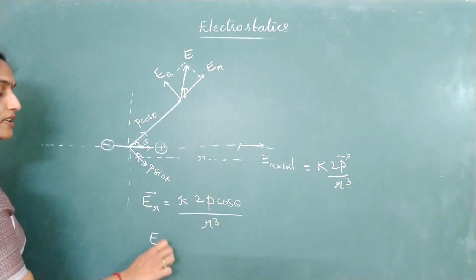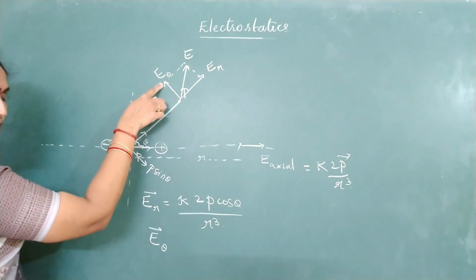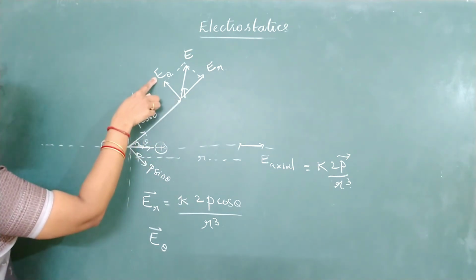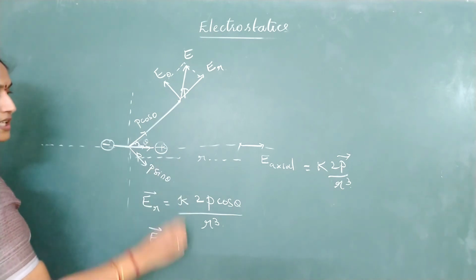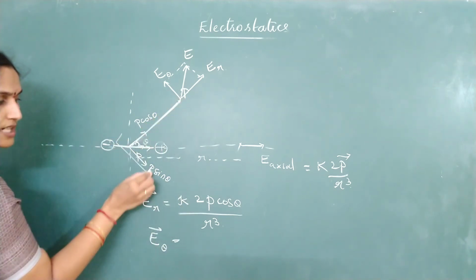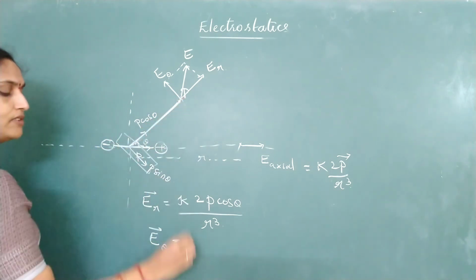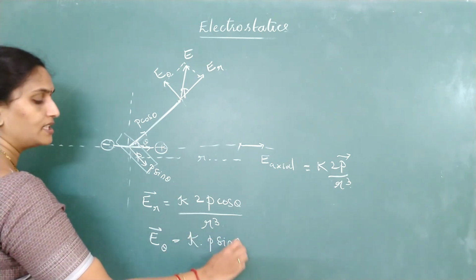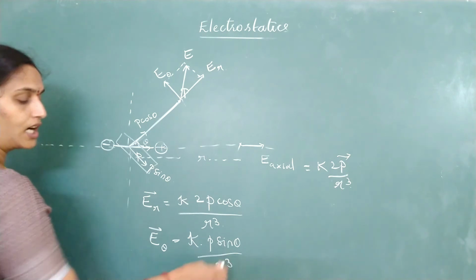Then similarly, the angular component. If P sin theta is the dipole moment, we know the electric field is opposite to that, and it is the equatorial line for this dipole. So the field along the equatorial line is k into P sin theta divided by r cube.